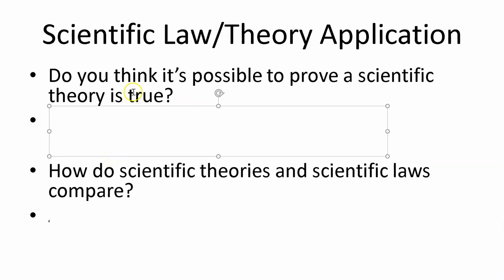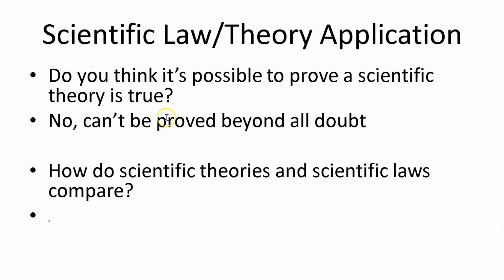Do you think it's possible to prove a scientific theory is completely true? And I'll give you the answer to that one. No, theories can't be proved beyond all doubt. I mean, cell theory, we'll learn about it, but all cells come from previous cells is one of the tenets, one of the beliefs of the cell theory, the facts. And that's true. But the question then becomes, where did the first cell come from? And so that is an issue there.